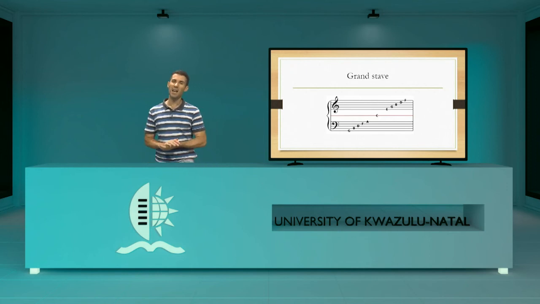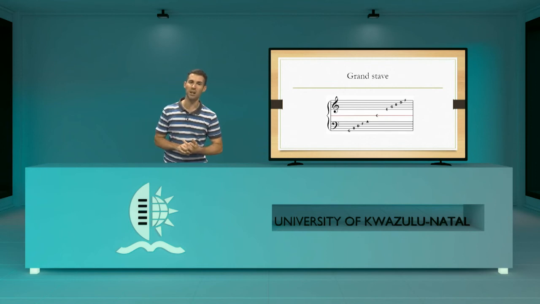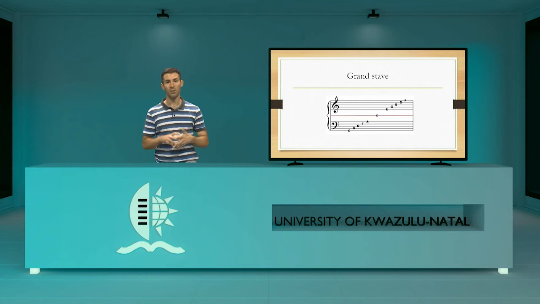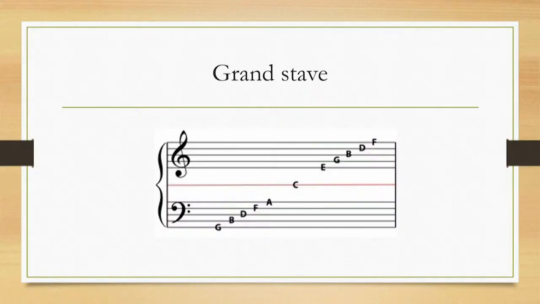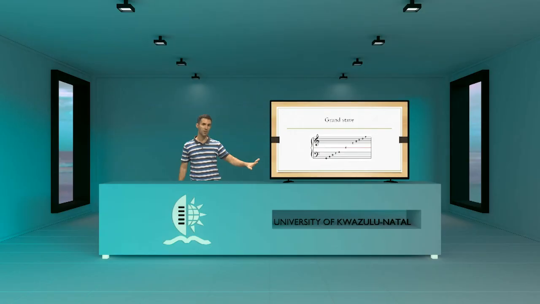Now, we can put the treble clef and the bass clef together on something we call the grand stave. We use the 2 staves together when we want to write piano music or anything for keyboard where you're going to use both hands. The treble clef we usually use for the right hand because it's the higher notes. The bass clef for the left hand because usually that's where the lower notes are written.